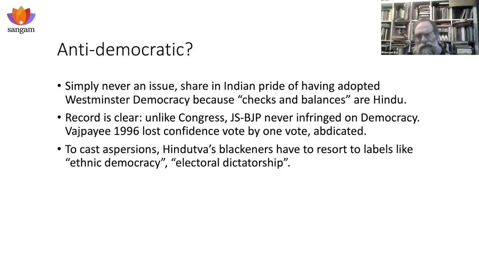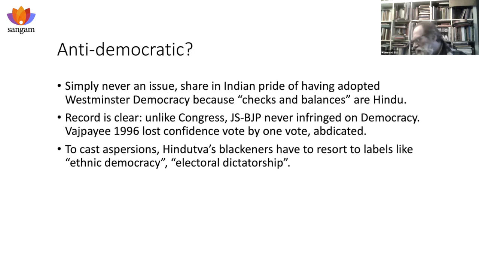a dictatorship. Which, I mean, given that all the newspapers and so on keep on criticizing Modi, and there's no crackdown on them, they're not imprisoned and so on, the freedom of speech simply continues. There are no anti-democratic measures against them. But still, they want to call it a dictatorship, albeit an electoral dictatorship.